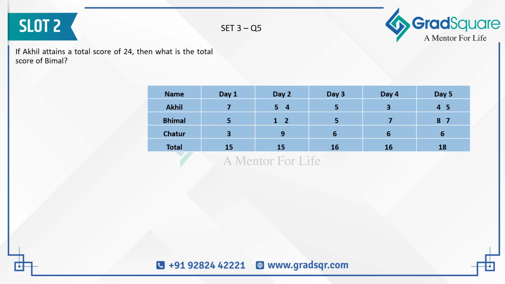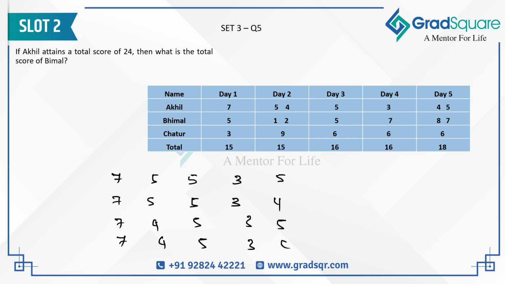Moving to the next question. If Akhil attains a total score of 24, then what is the total score of Bimal? So what can be Akhil's score? 7, 5. The next value on day 3 will be 5, 3 and 5, or 7, 5, 3 and 4, or 7, 4, 5, 3 and 5, or 7, 4, 5, 3 and 4. So the total should be 24 as per the given question. If I add these values, what do I get? 15, 25, which is not 24, and this will give me what value? 1 less, so it will give me 24.